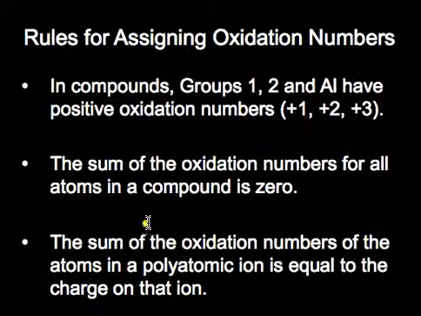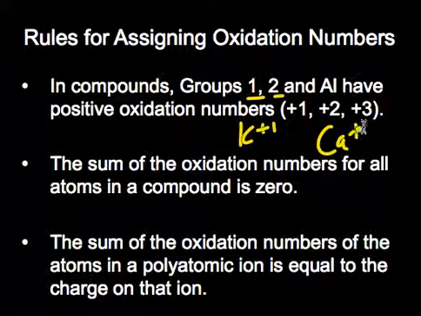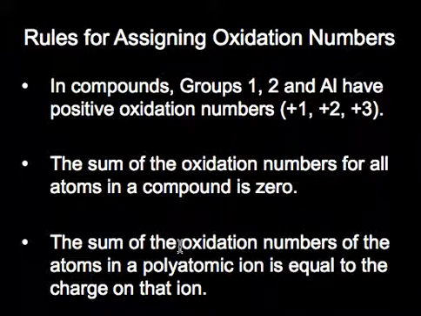If we look at the other rules, we've kind of addressed this a little bit already, but monatomic ions like potassium +1 or calcium +2, those would be their oxidation numbers also. When you're in a compound, they all add up to 0, which we've already been practicing. The one thing that you haven't seen yet is, what if it's an ion?